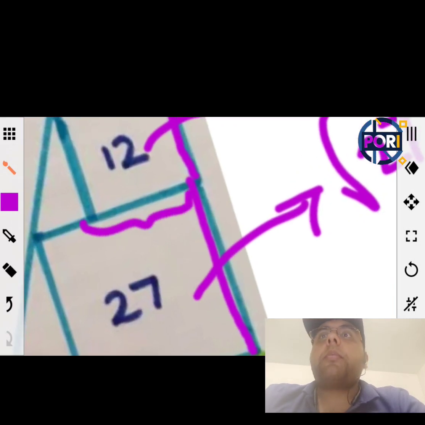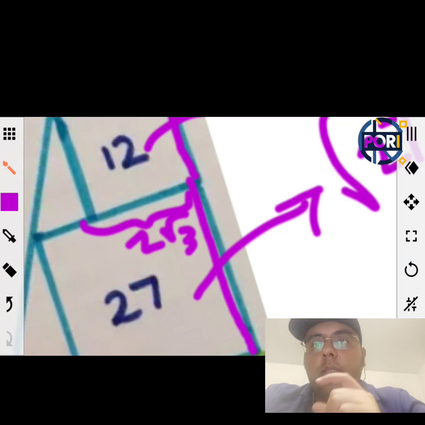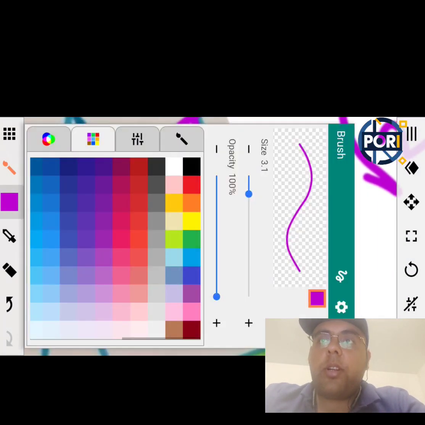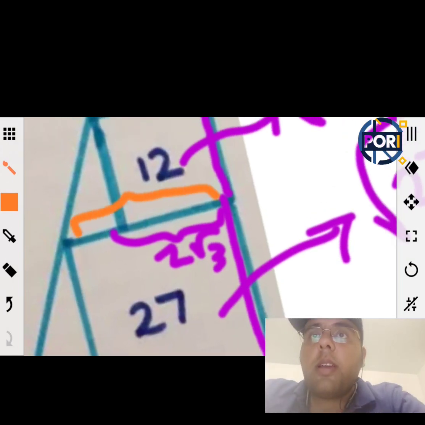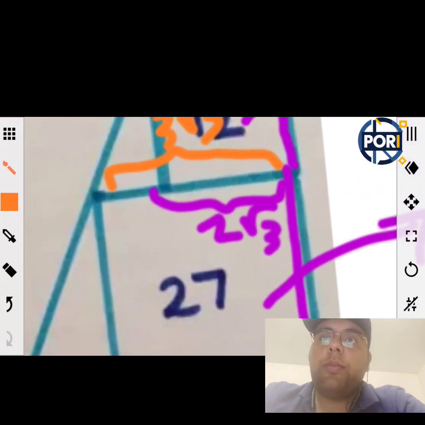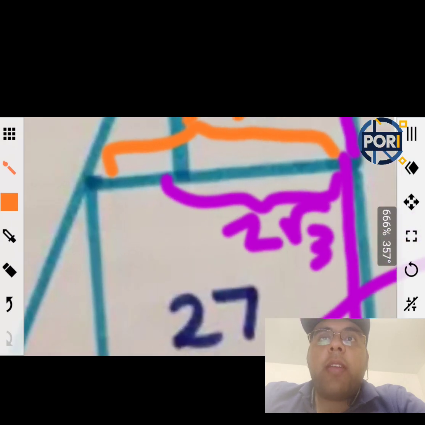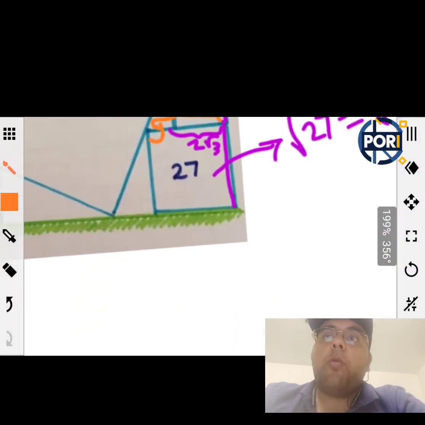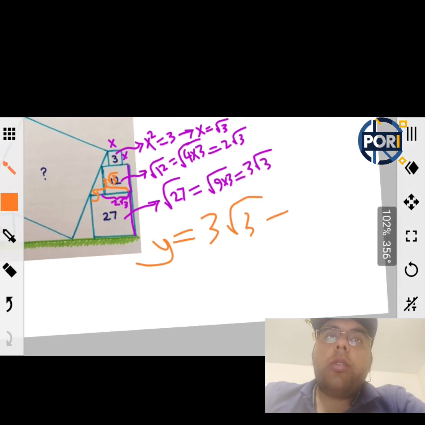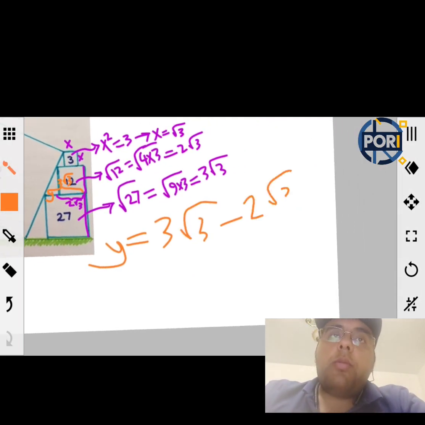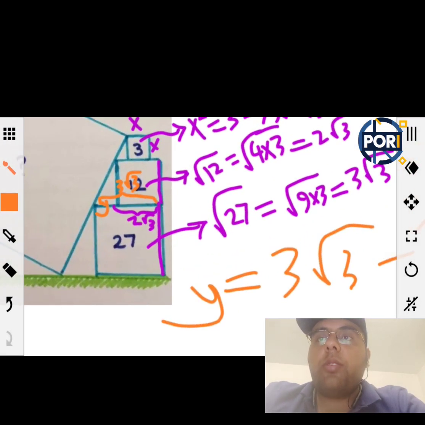To recap, the side length of the middle square is 2 times the square root of 3, while the side length of the bottom square is 3 times the square root of 3. If we name this section of the length y, we can calculate y from the sides of the middle and bottom squares. y equals 3 times the square root of 3 minus 2 times the square root of 3, or y equals the square root of 3.